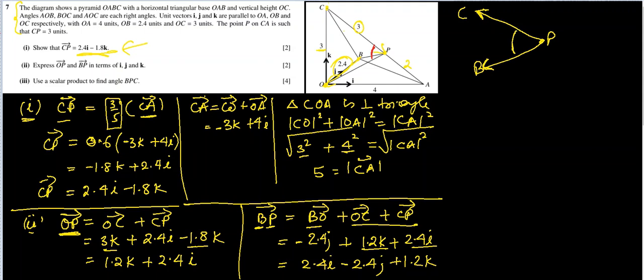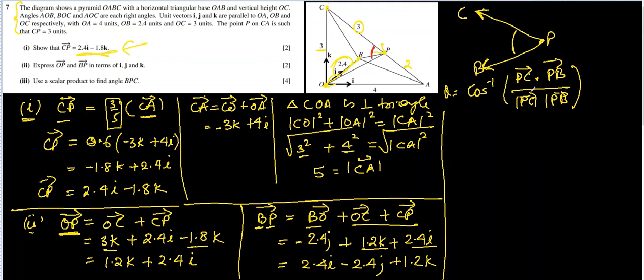We have to find this angle. And when we use the scalar rule, angle theta is always cos inverse. In this case, vector PC dot vector PB over PC's magnitude multiplied by PB's magnitude. This is the formula for finding the angle with scalar product. So first we have to find the dot product. So what are the two vectors? PC first.